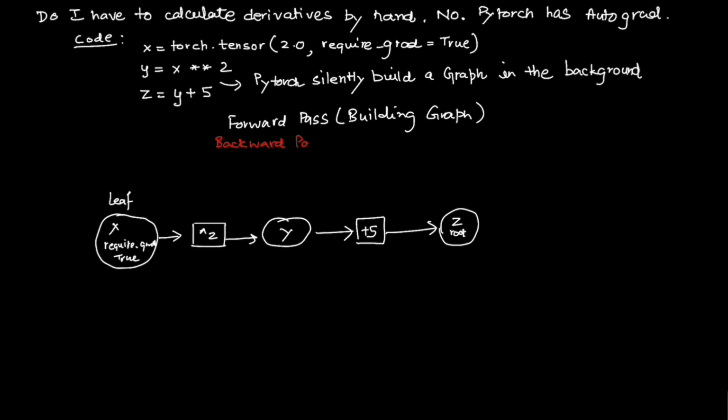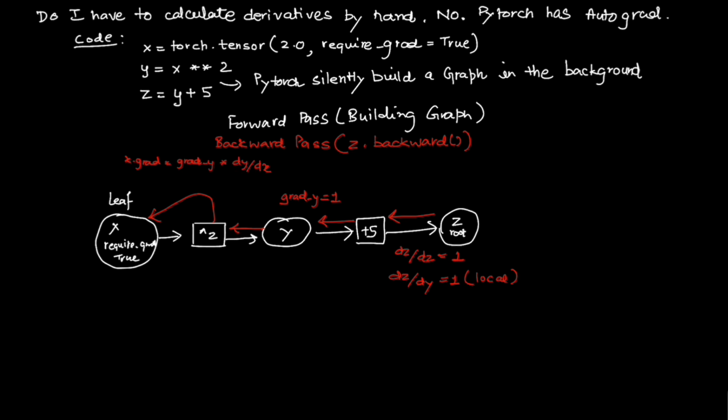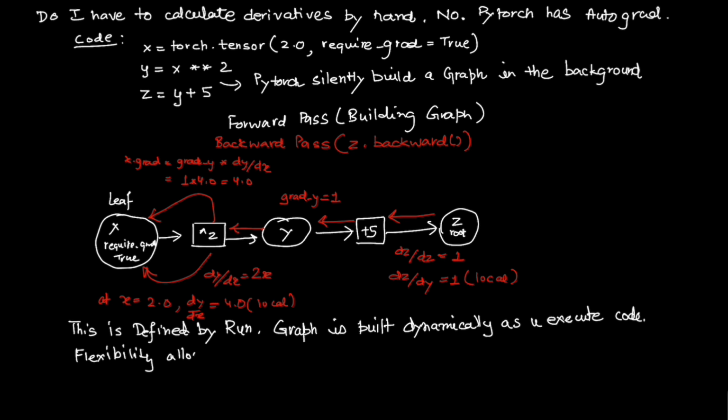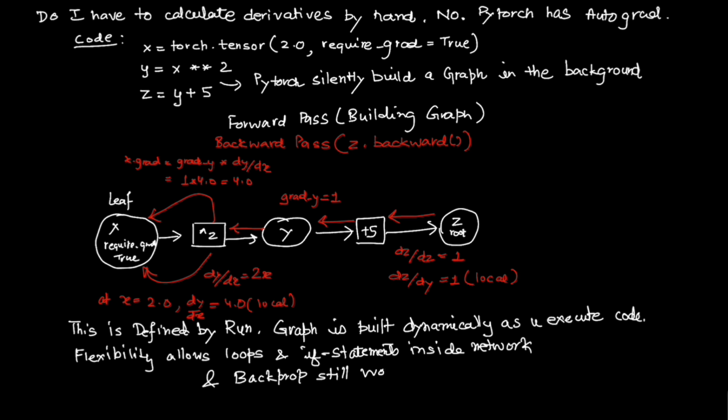When you type z.backward(), PyTorch walks that graph in reverse. It knows the derivative of a square is 2x. It knows the derivative of addition is 1. It multiplies them automatically and populates .grad. This is why PyTorch is called define-by-run. The graph is built dynamically as you execute your code. This flexibility allows us to do crazy things with loops and if statements inside our network, and backprop still works perfectly. Finally, a bonus for advanced engineers.